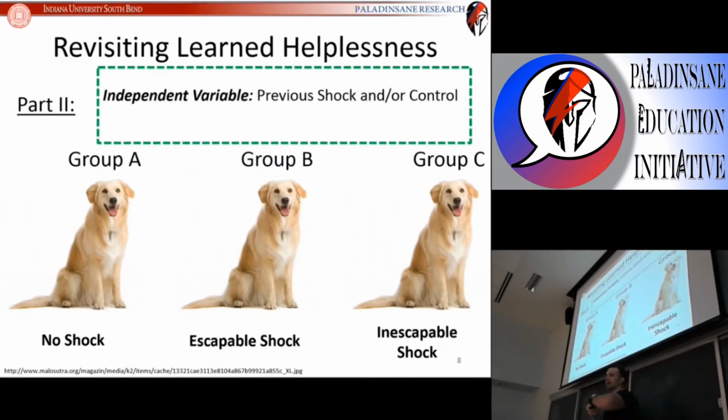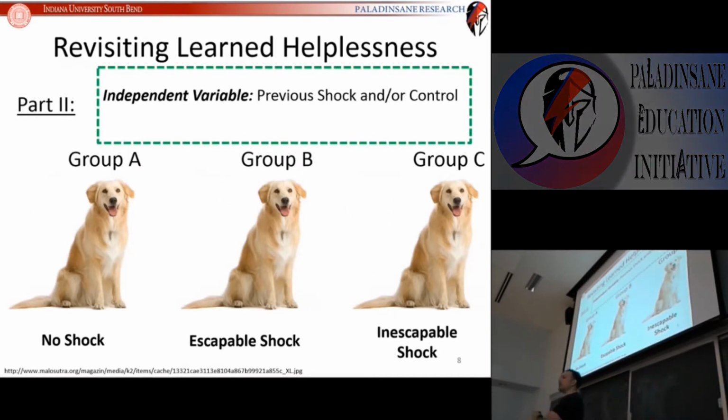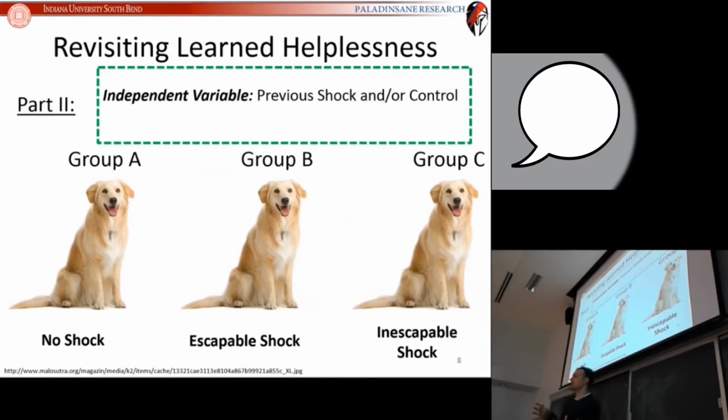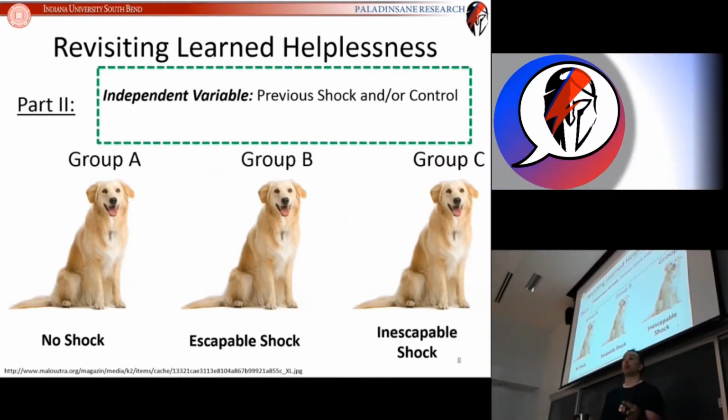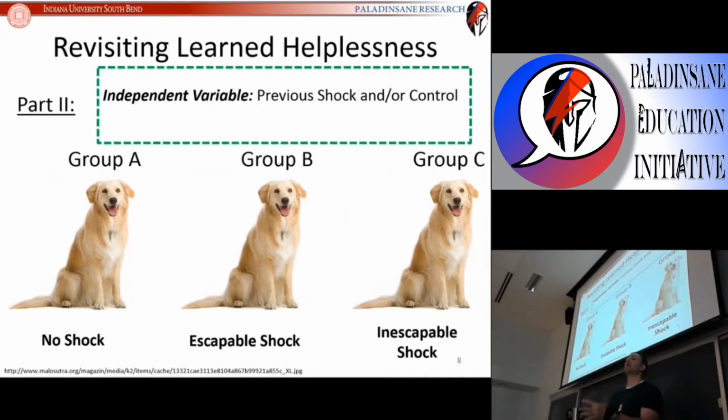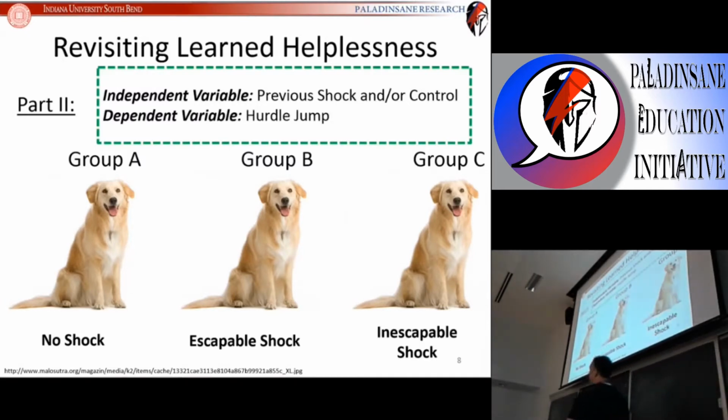So in this case, their independent variable is their previous learning. The only thing that the experimenter manipulated in stage 2 was what happened to these animals in stage 1. That's the independent variable. That's the only thing that differed between the groups. And then as we already mentioned, the dependent variable was the hurdle jump.